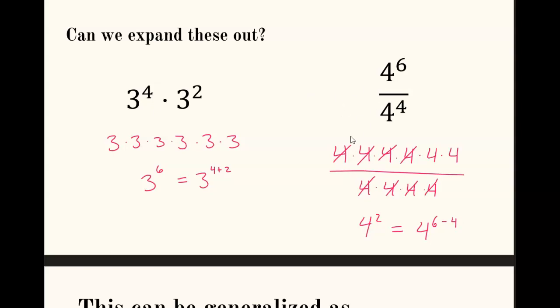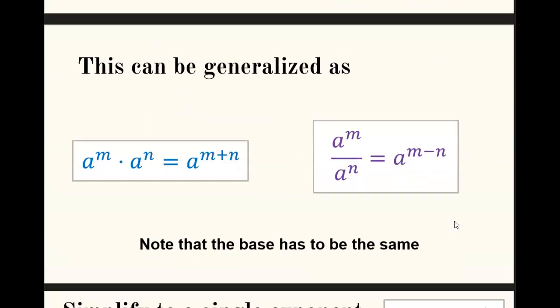So it will always work out that way, that the number of those factors on the bottom will cancel out with the ones on the top, and we can just subtract the exponents. So in general, we can write this like this. When you have the same base and you multiply an exponential expression, that means we can add the exponents together. Similarly, when we have the same base and we divide exponential expressions, we can subtract the exponents, the numerator exponent minus the denominator exponent.